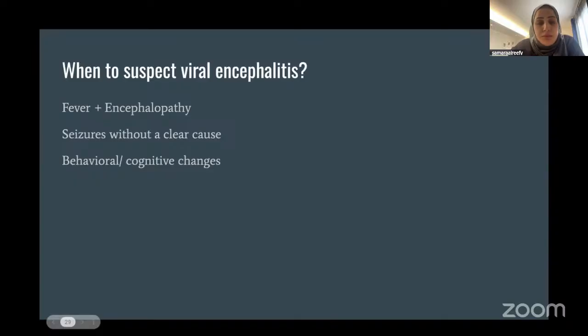And so when do you suspect a viral encephalitis? Any child with fever, encephalopathy, like we mentioned, markers or signs and symptoms reflecting a brain inflammation. So altered consciousness, lethargy, irritability with the fever. So you suspect viral encephalitis. Any seizure without any clear cause, and behavioral or cognitive changes.